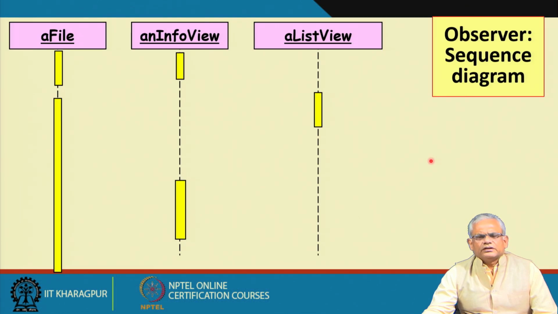If we represent the same thing in the form of a sequence diagram, initially the observers of some file here, the file has many observers. One is, let us say, an information view, that provides icons, and another is a list view. The list view only lists the files, and the information view provides details of the files, size and so on. Here it just lists.